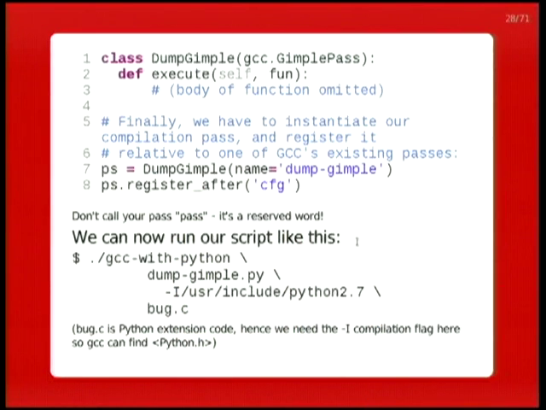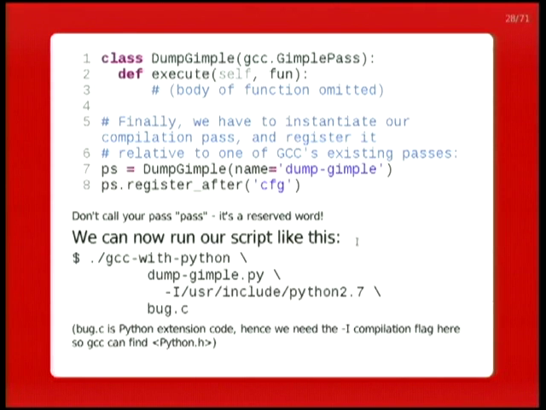So we've created a new pass as a class with an execute method. We have to instantiate it, giving it a name, and then add that instance of the pass into the big tree of GCC's pre-existing passes. We'll do it after the CFG pass, which is immediately after GCC builds control flow graphs for the C or C++ code. Top tip, don't call your pass "pass", because then you say pass equals, and Python says that's a reserved word.